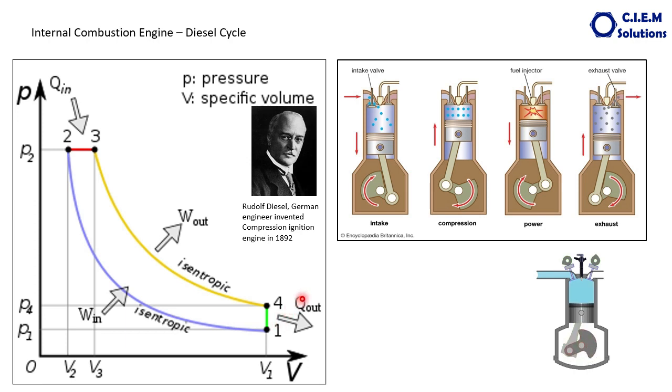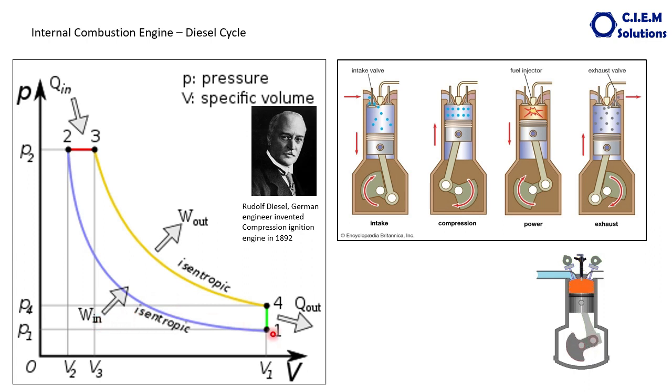So once the pressure is dropped and it reaches the bottommost center, 4 to 1, whatever is there is the energy Q out, the energy out. So the exhaust gases start going out, from BDC to TDC, from 1 to here. Whatever exhaust gases are available, they start going out. Observe this.